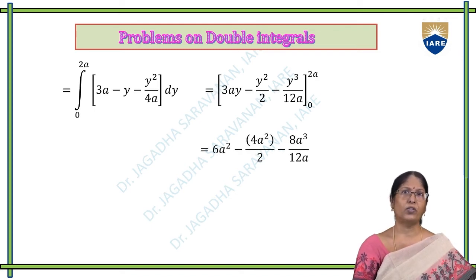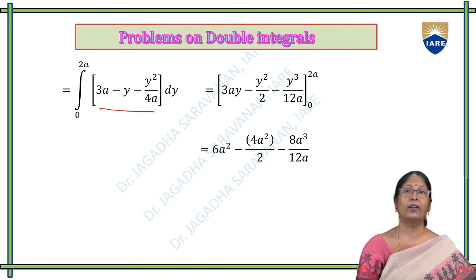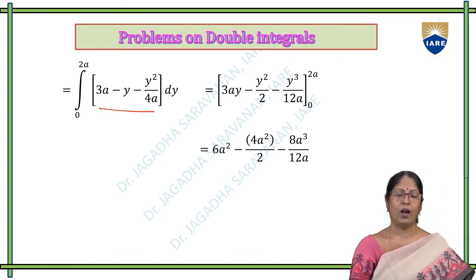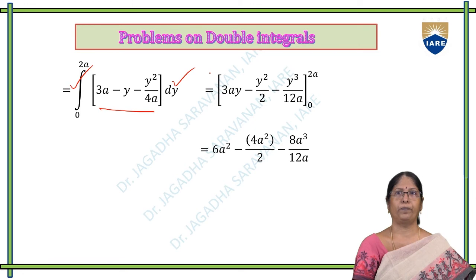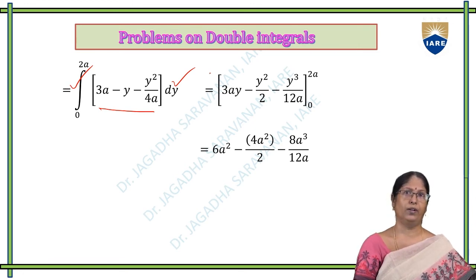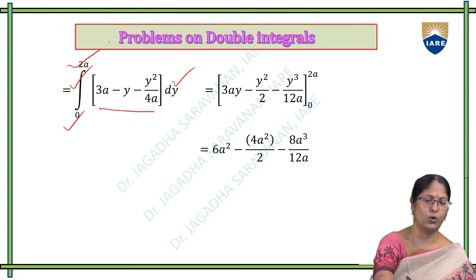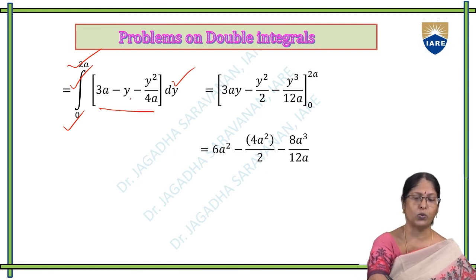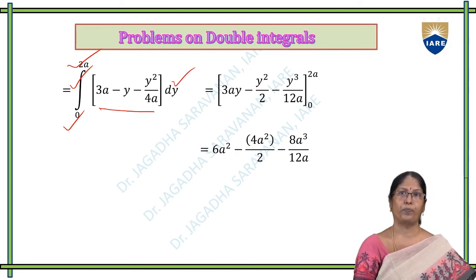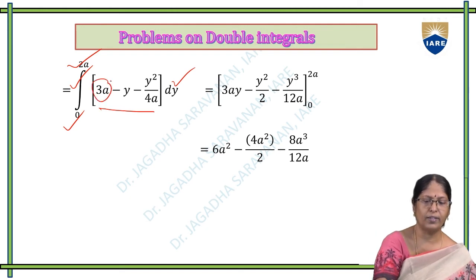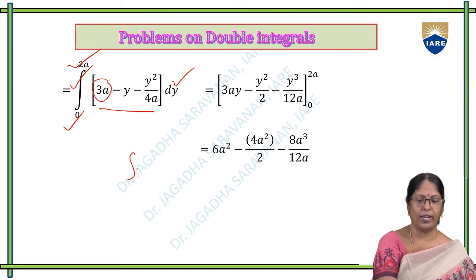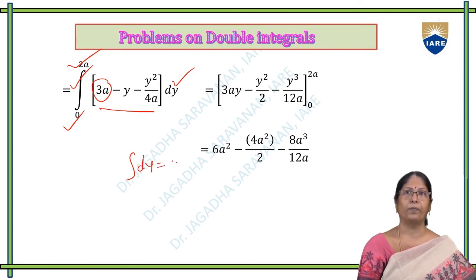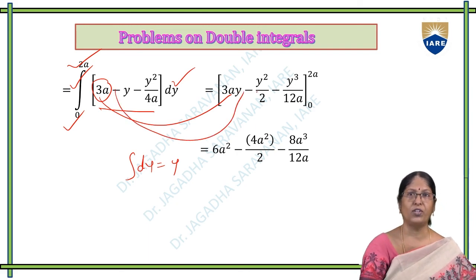So now the next one is the final, we have to do the steps for the outermost integration. We have to concentrate with respect to y. So the outermost integration, the limits are from 0 to 2a, that is the integral of 3a minus y square by 4a dy. We can see here, this is 3a. We know integral dy equal to y, so we did 3ay. This minus is as it is.